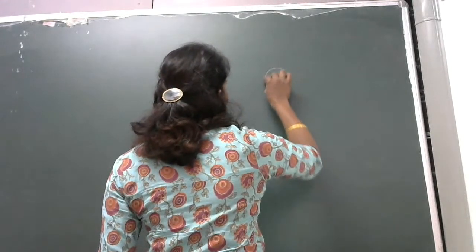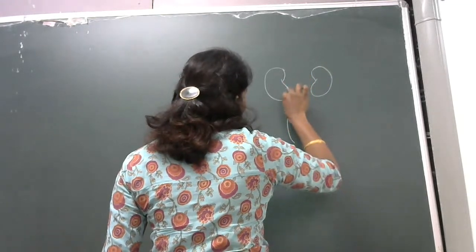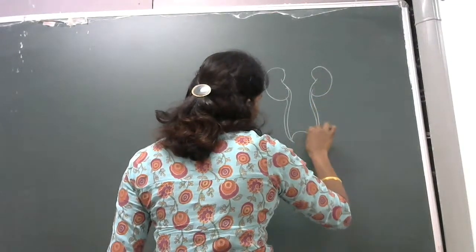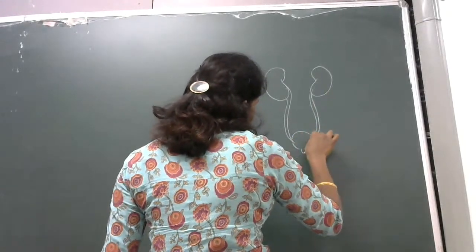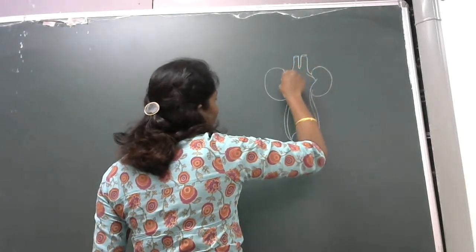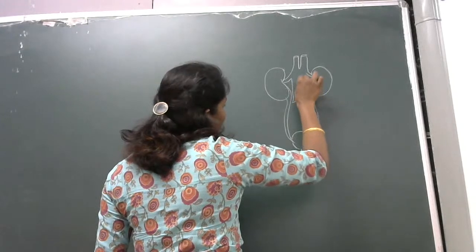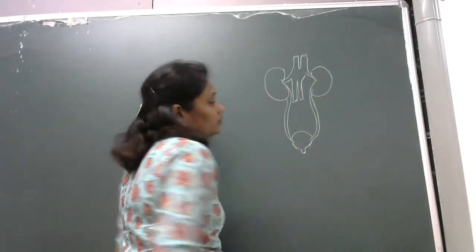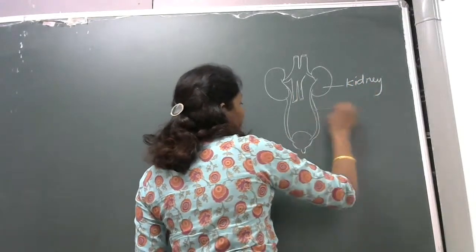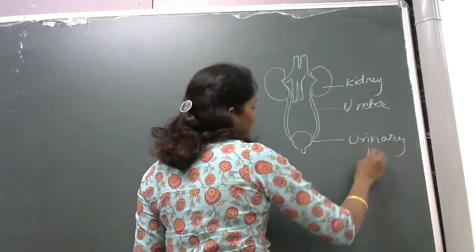Once again, I will draw. The excretory system contains a pair of kidneys, then the ureter, and the urinary bladder.